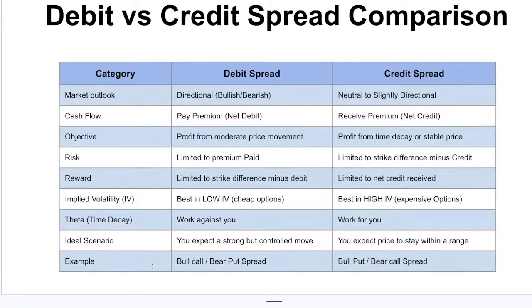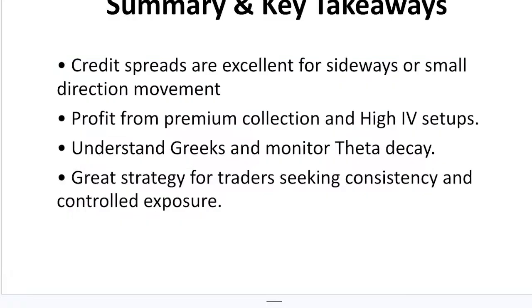Ideal scenario: for debit, you expect a strong but controlled movement, and for credit, you expect the price to stay within a range. You don't want it to move too much above the sell put and below the sell call. Examples of strategy: bull call and bear put spread for debit, bull put and bear call spread for credit. Okay, so this is pretty much clear on the difference between debit and credit.